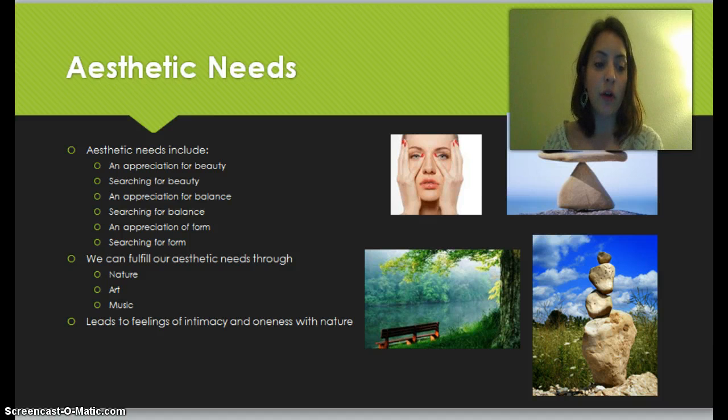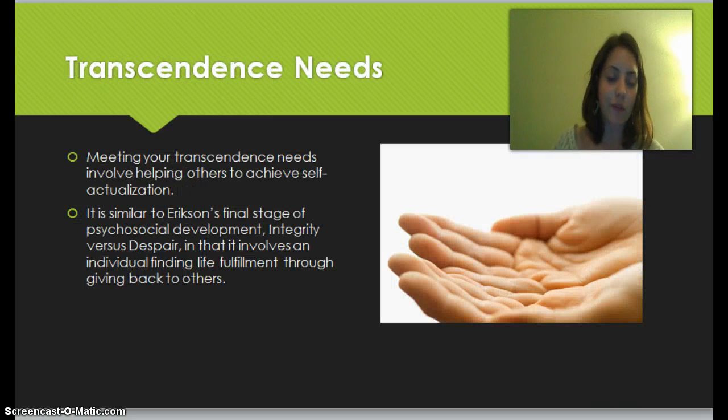For example, for some people, they're able to fill their aesthetic needs by pursuing their idea of physical perfection of their body through exercise. Eventually, if we are able to pursue our aesthetic needs, it leads to feelings of intimacy and oneness with nature. Once we have this sense of beauty in our surrounding world, we're able to continue on to the next level of self-actualization.